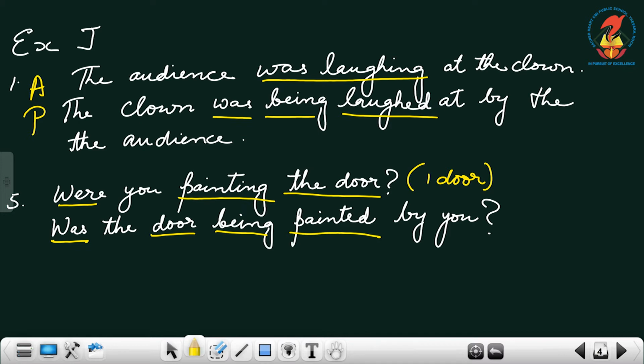Was and painted. If it would have been were you painting the doors? If it would have been painting the doors, that means plural. So here it will be were the doors being painted by you. Is it clear, children? Now we move on to the next topic.